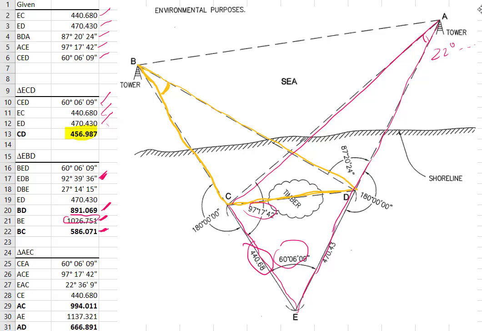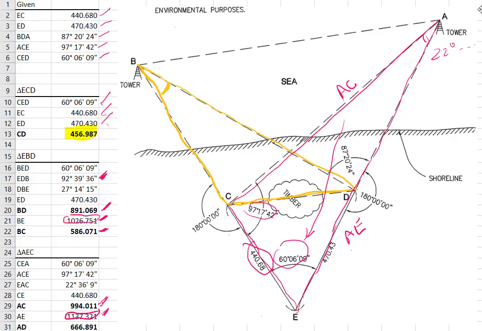So from the law of sines, 440 divided by sine 22 will equal this side, which is side AE, divided by sine the angle 97. This will give me AE to be 1100. Then we can apply the same sine law. 440 over sine 22 will equal the unknown length of AC over sine the angle opposite, 60, and this will give me AC as 994.